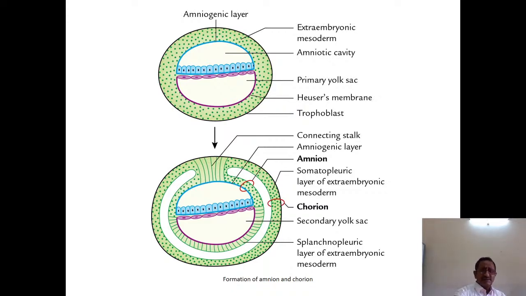This is the amniotic cavity formed in the blastocyst, and it is surrounded by a layer called the amniogenic layer, which is derived from the trophoblast, the cytotrophoblast that is surrounding all of the embryo. Then on the other side there is an endoderm, and the space below the endoderm we call the primary yolk sac. Flat cells develop from endoderm and cover the inner layer of the trophoblast in the primary yolk sac, which we call Heuser's membrane.